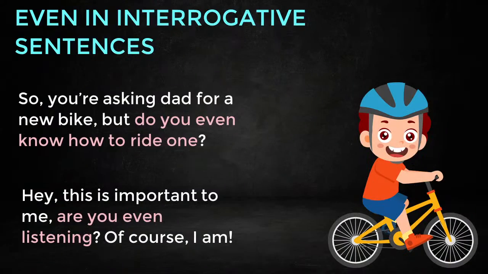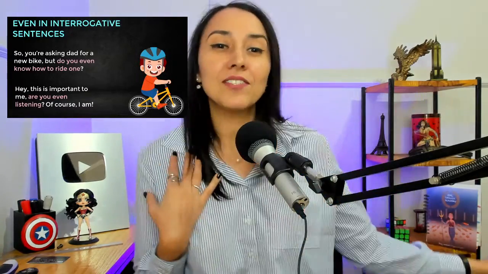But another example, interrogative sentences, okay? Oh, so you're asking dad for a new bike. But do you even know how to ride one? So maybe I'm the older sister. This never happened to me, okay? This has never happened to me, but I'm thinking of a fun situation here. I'm the older sister, then my little sister or my little brother is, oh, I'm gonna ask daddy for a new bike, you know, and he told me he's gonna get me a bike and I am really excited.